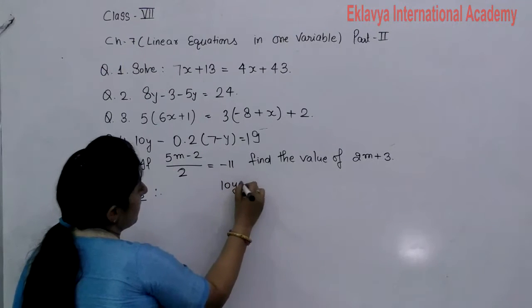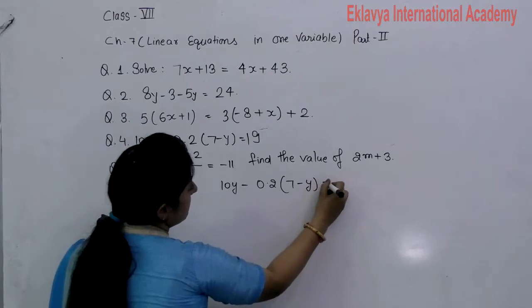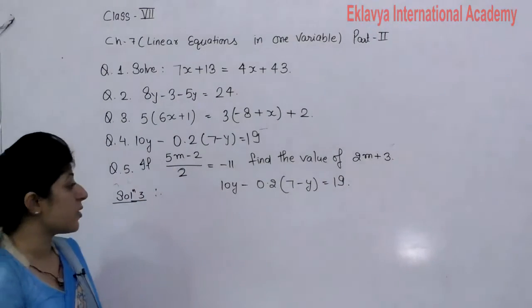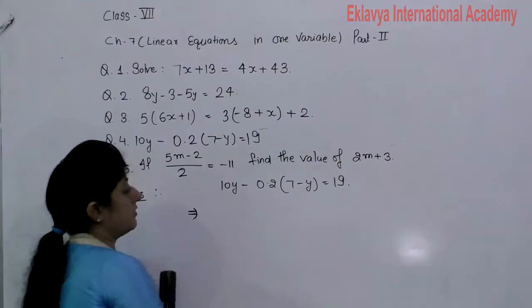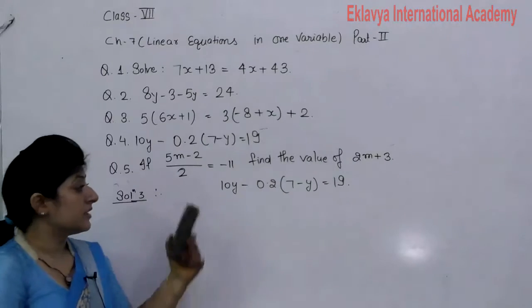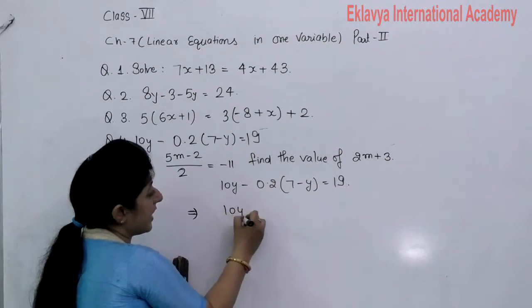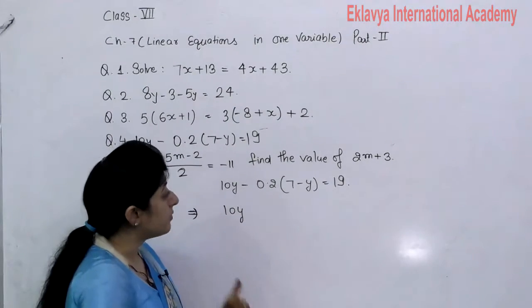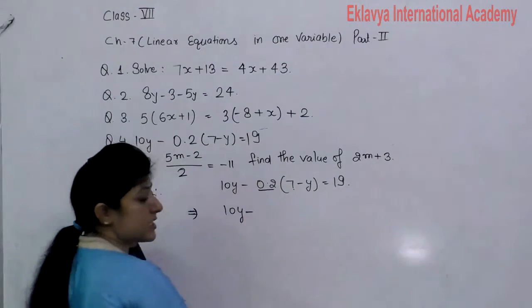10y minus 0.2 multiplied by (7 minus y) is equal to 19. You know very well that if you practice more and more, then you will become good at these types of questions. See here, 10y. What will we do firstly? We will firstly remove the parenthesis, then multiply 0.2 into 7.